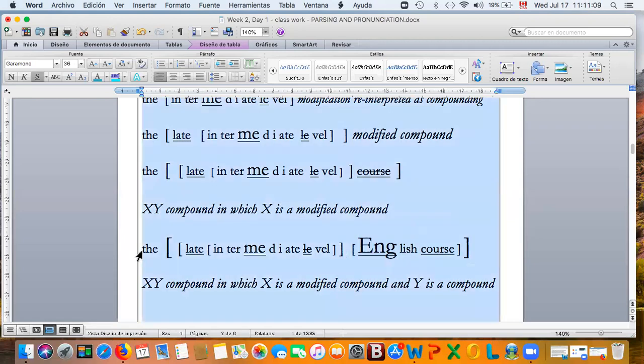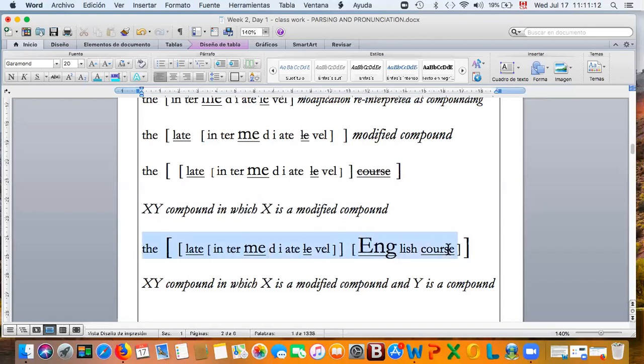So that would give you, let's do it together. The late intermediate level English course. See? I make all of these the same. They just have to be lower than this one here. If I speak more slowly, I will get the late intermediate level English course. I'm taking a late intermediate level English course. When we speak at a normal rate, those complications disappear. And we simply will say, the late intermediate level English course. I'm taking a late intermediate level English course.